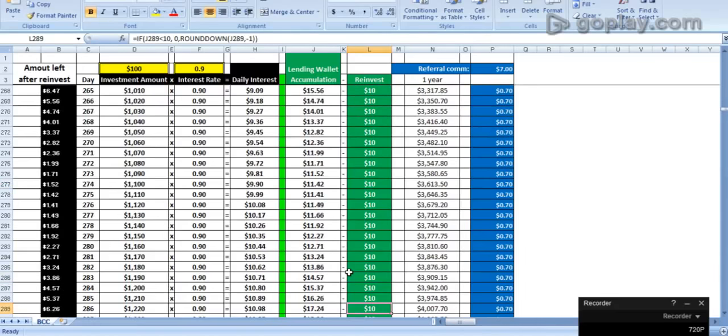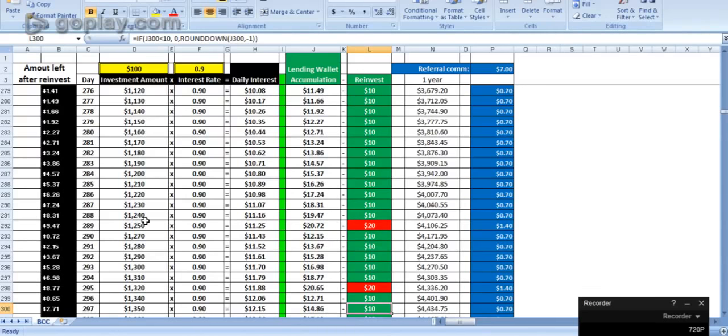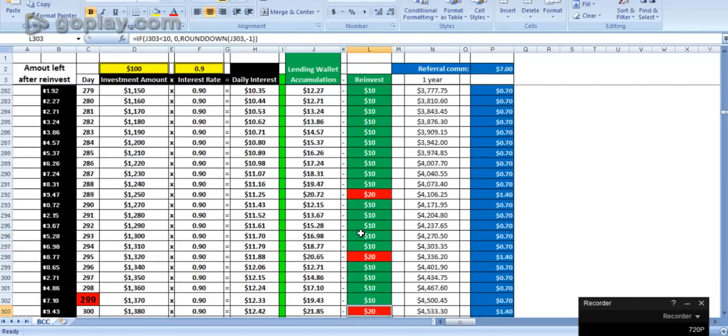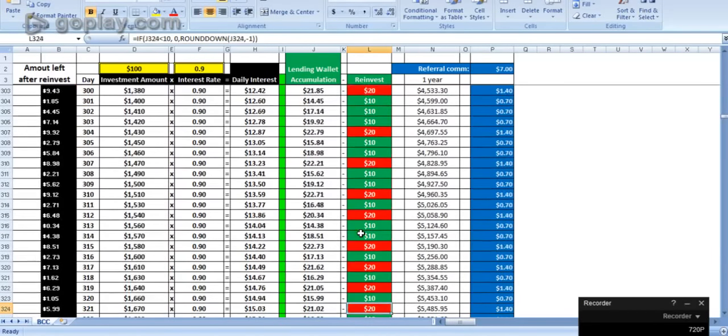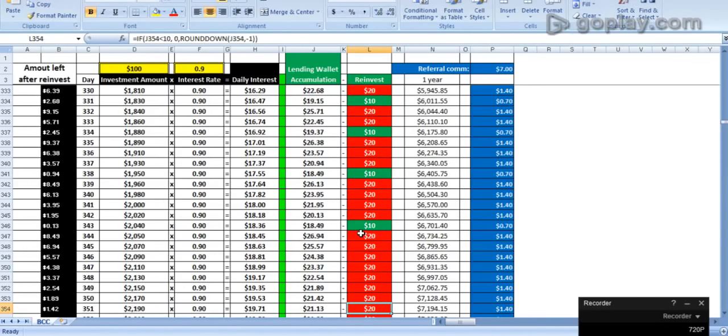What will start to happen is your first $20 day. At day 289, you're up to $1,250 invested, making $11.25 a day. And this is the first day where you got enough interest to make two $10 reinvestments. And then you'll start to see these red $20 days get closer and closer and closer. This is the power of compounding interest. The money that you have invested is building on itself and increasing every day with these new little reinvestment loans.